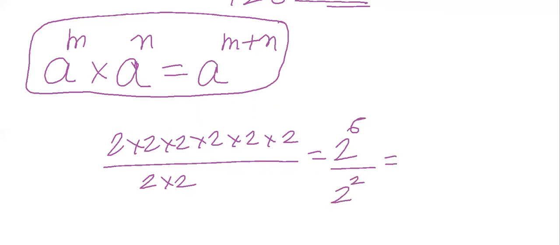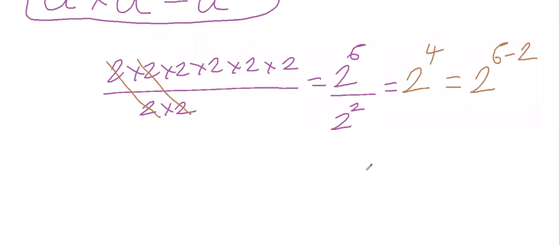Okay, now here you can see one thing, that this 2 and 2 I can cancel. Then what I'm getting? 1 2 3 4. I can write 2 to the power of 4. How did this 2 to the power of 4 come? It came by subtracting 2 from 6. It means 6 minus 2.